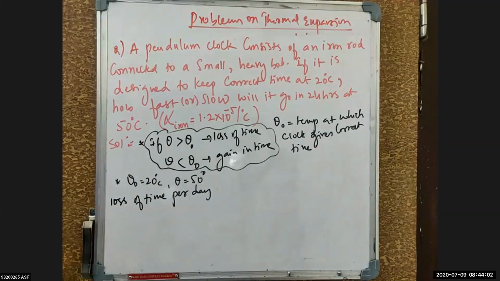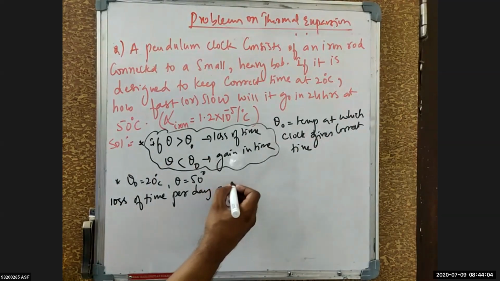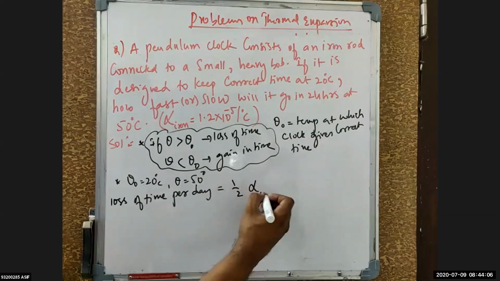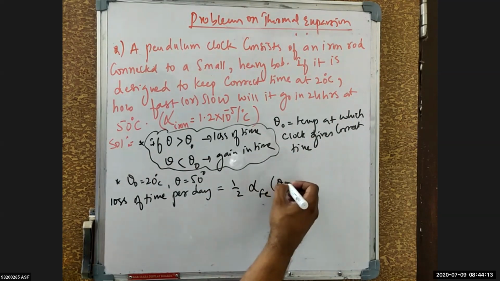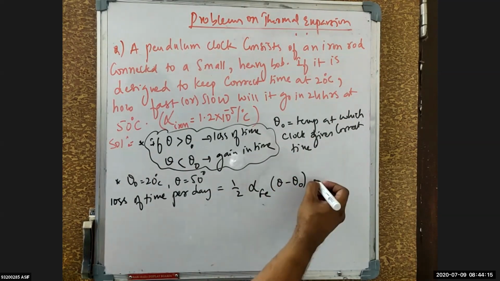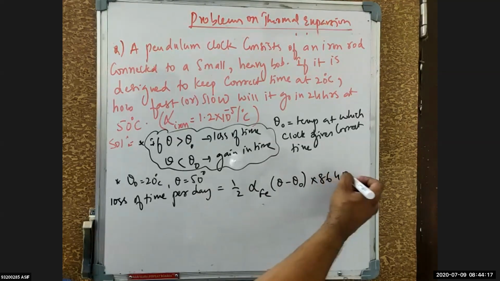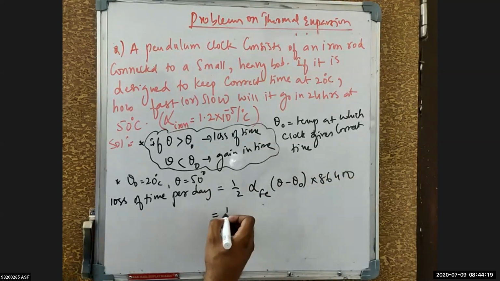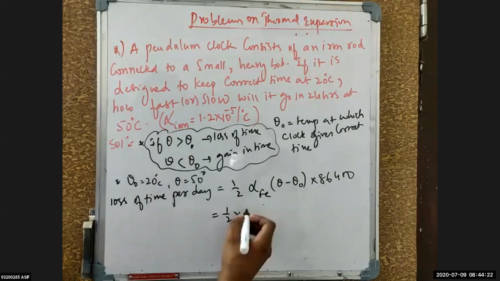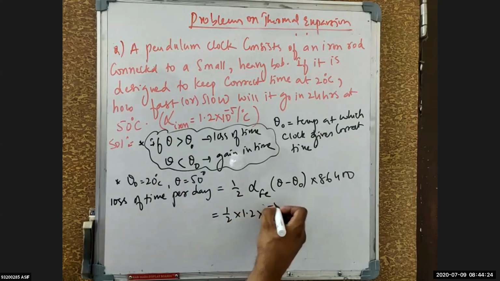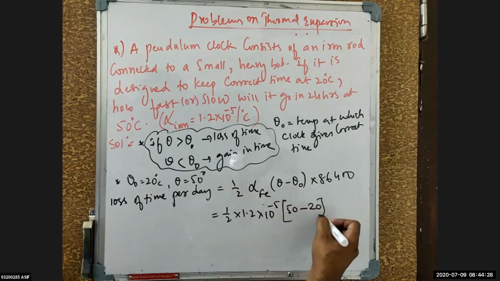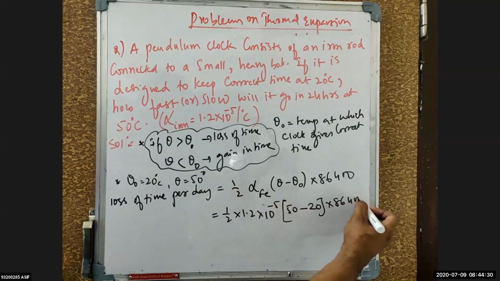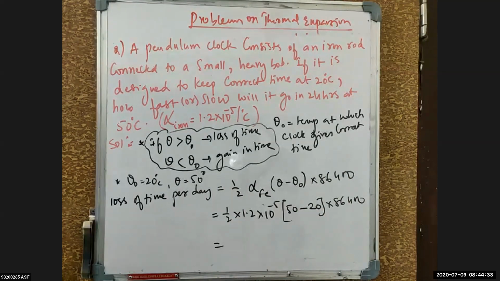So loss of time per day will be equal to how much? What is the formula, beta? Half into the coefficient of iron. Iron is represented by the symbol Fe. Half alpha Fe into theta minus theta naught into 86,400 seconds. I told you this one. So this is half into alpha of iron, 1.2 into 10 to the power of minus 5, into theta value 50 minus theta naught 20, into 86,400 seconds. I hope you can do this one. See how much I'm getting.